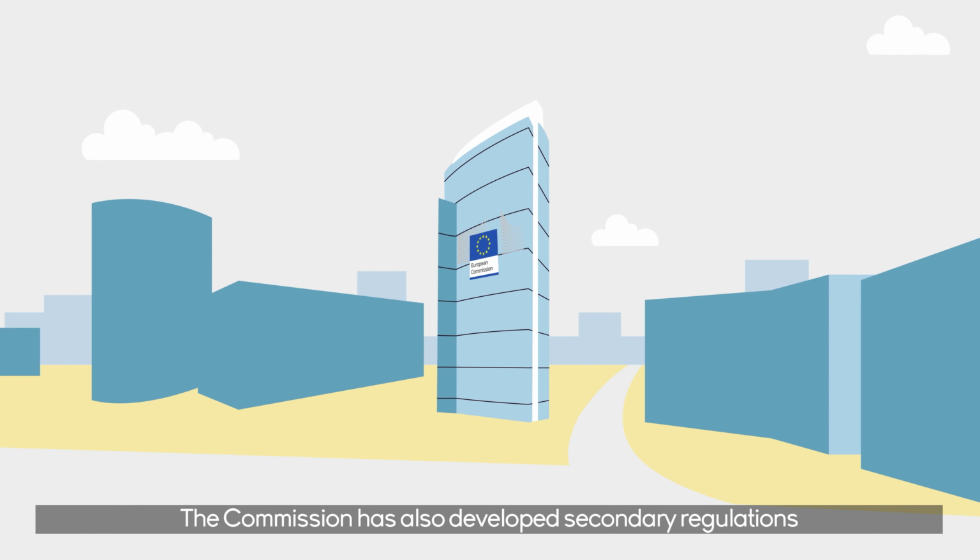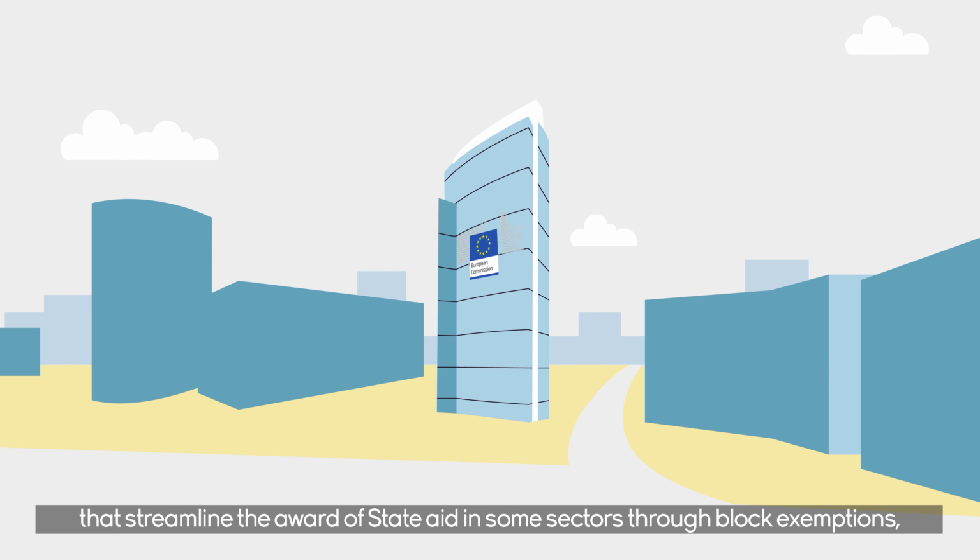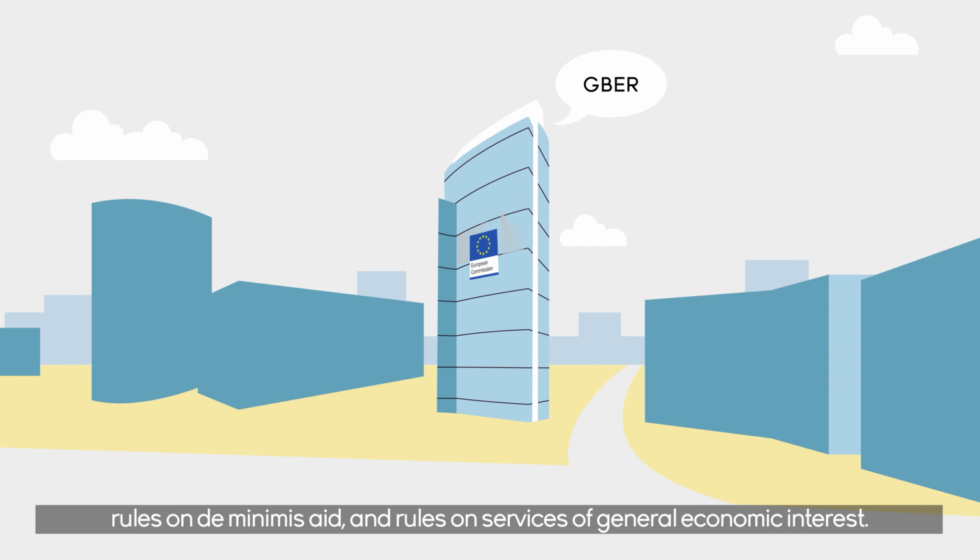The Commission has also developed secondary regulations that streamline the award of state aid in some sectors through block exemptions, rules on de minimis aid, and rules on services of general economic interest.